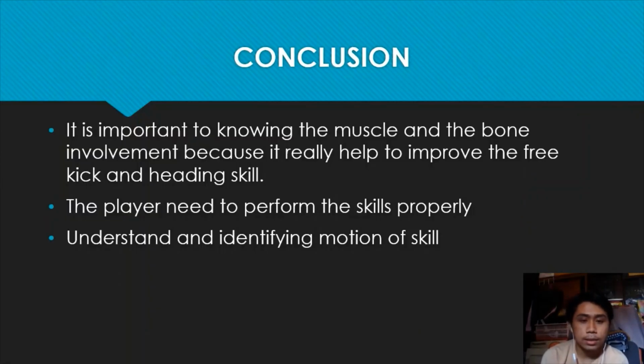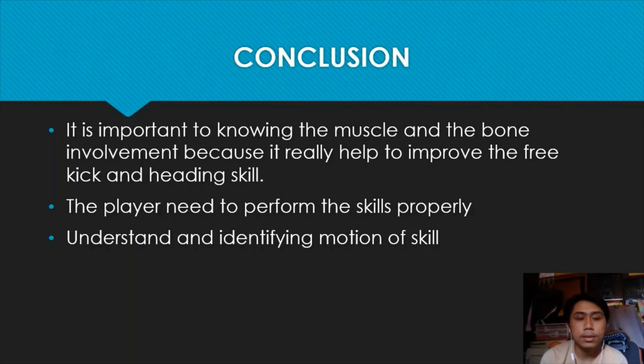Lastly, that is the last of the slides, which is about the conclusion. So I want to conclude all the slides that we made. So the first one is that it is important to know the muscles and bone involvement, because it really helps to improve the kick and heading skills.